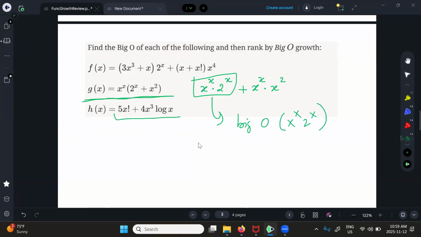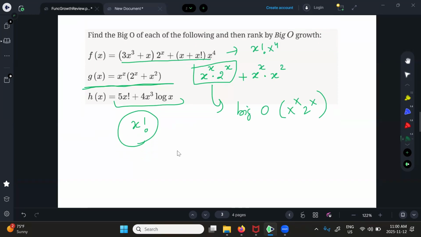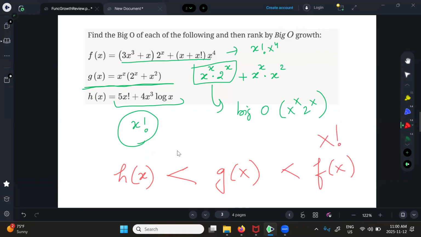What about this one? X factorial is the fastest growing. What about this one? Quickly, it should not take you more than 2 minutes. X factorial times x. Okay, what if I ask you to write this in increasing order? Which one is the slowest? Quick, quick, quick. H of x is the slowest, which is lower than h of x, which is lower than g of x. Right? Because x factorial grows fastest.